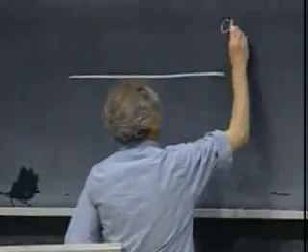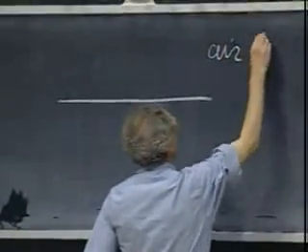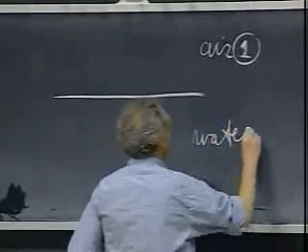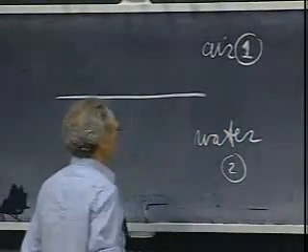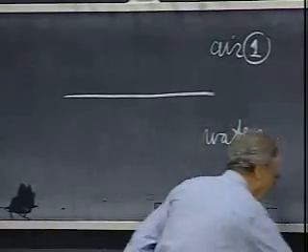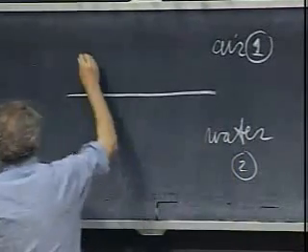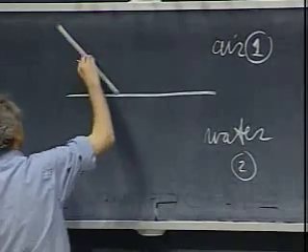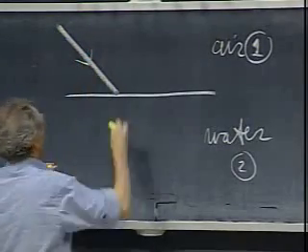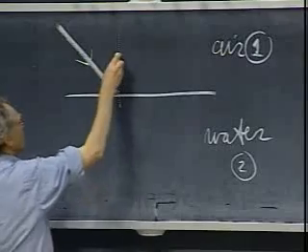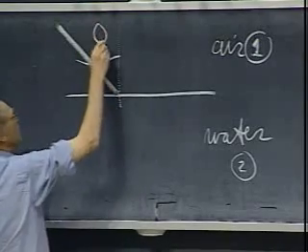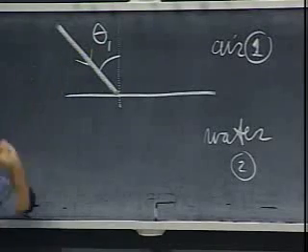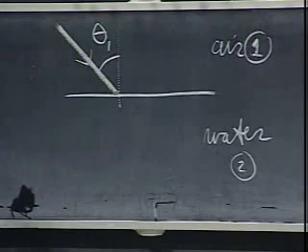Say this is air. I call that medium 1. And this is water. Call that medium 2. And I have a light beam that strikes this surface. Light comes in like so. And I define this angle as the angle of incidence. And I call that theta 1. This is the normal to the surface.